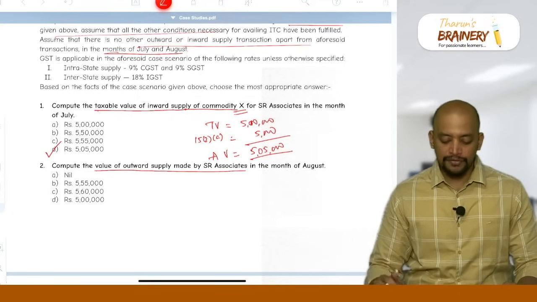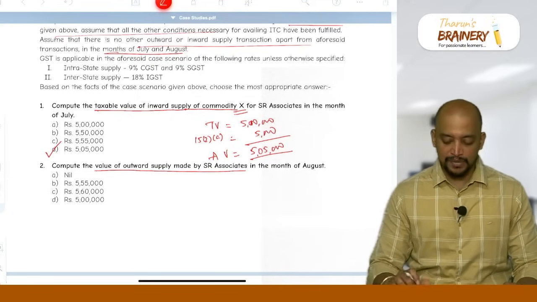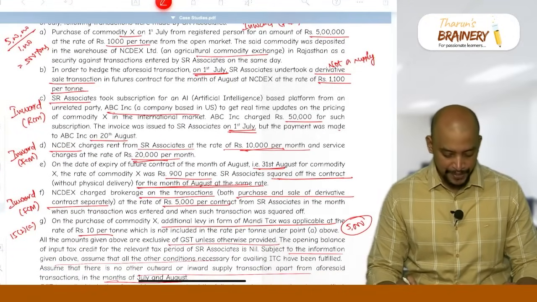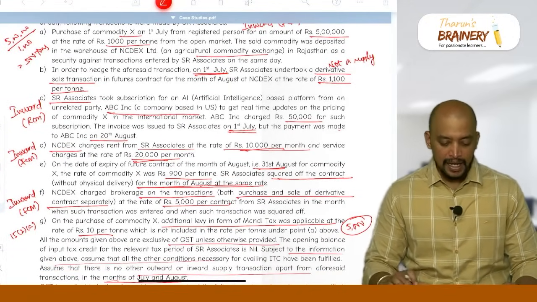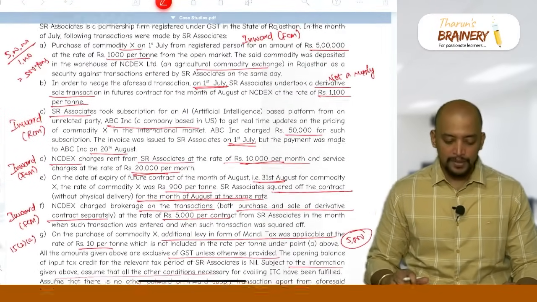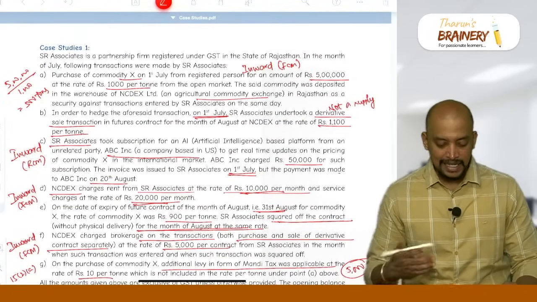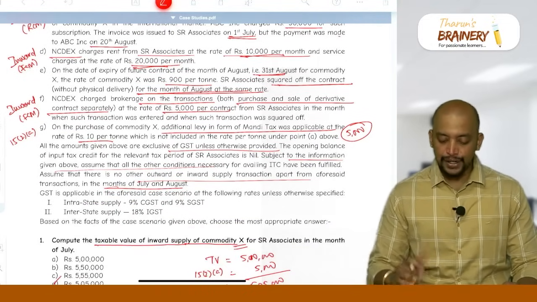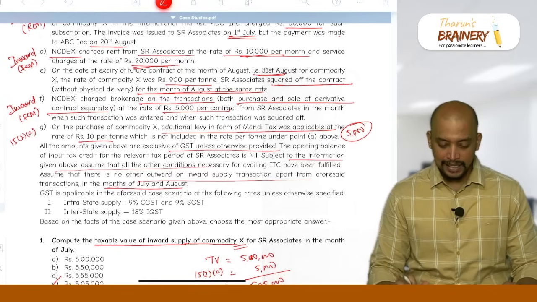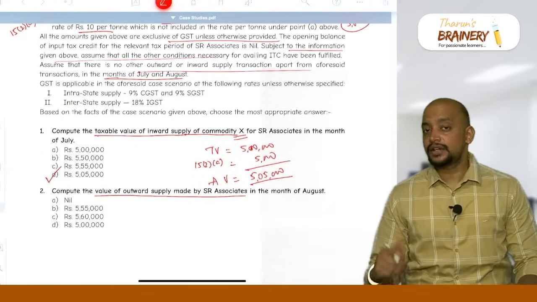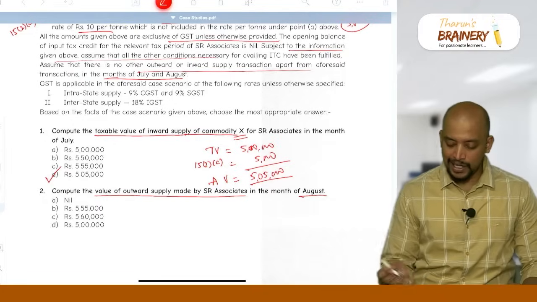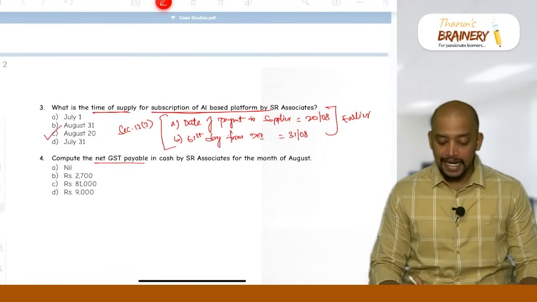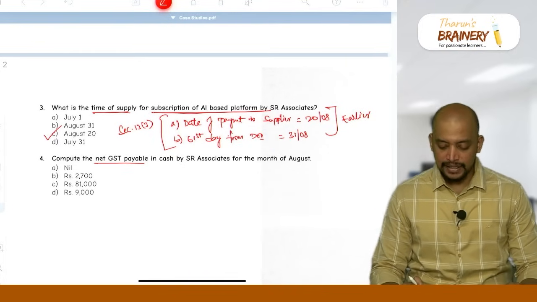Then compute the value of outward supply made by SR Associates in the month of August. So what are the outward supply transactions? So here if you see, all these are inward supply and they don't have any outward supply, because if you see, first one is inward purchase, next one is not a supply, inward, and 15 to A inclusion. So they don't have any outward supply in this case. So the answer for this, as they don't have any outward supply for the month of August, will be nil.